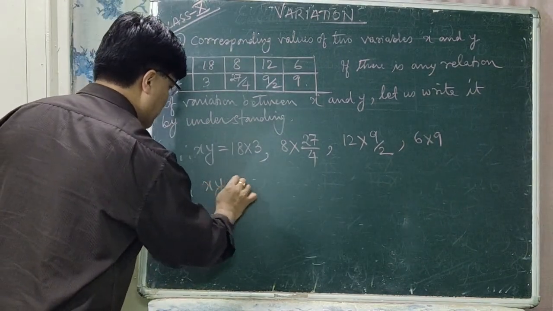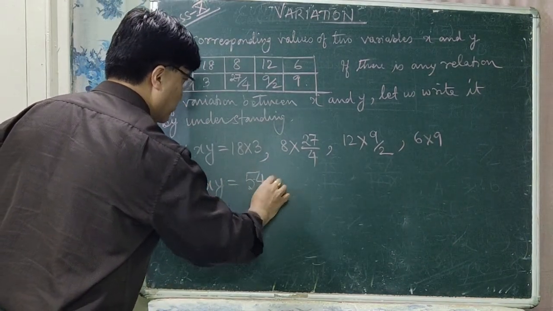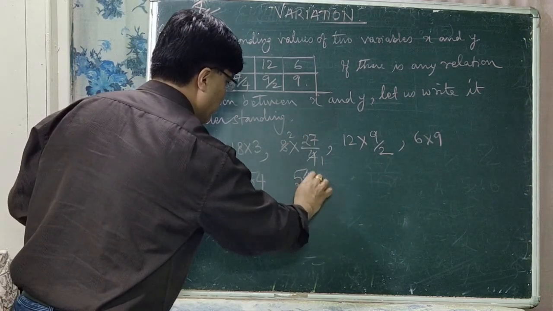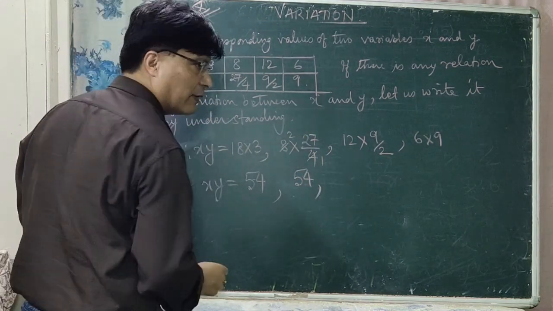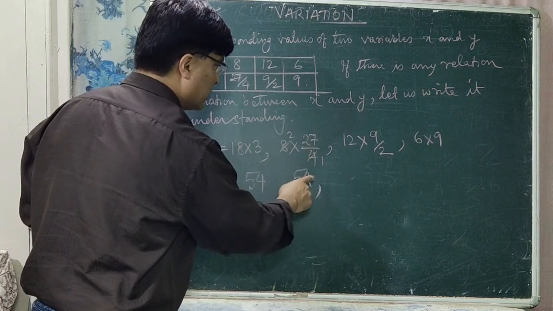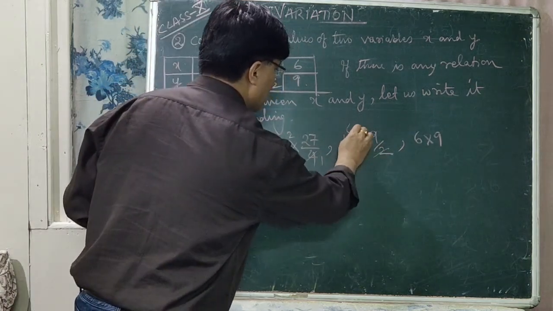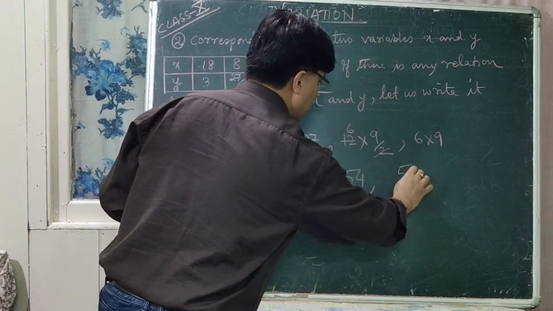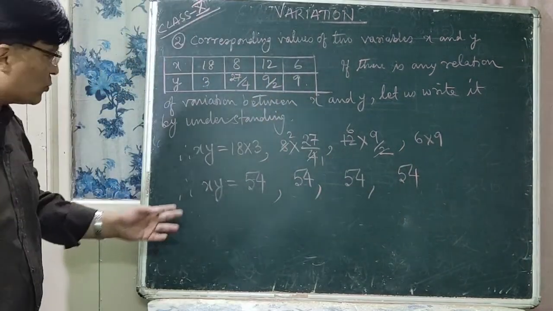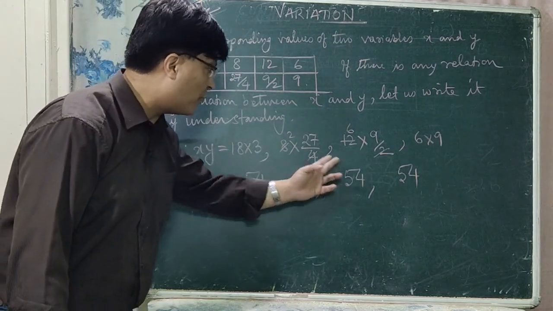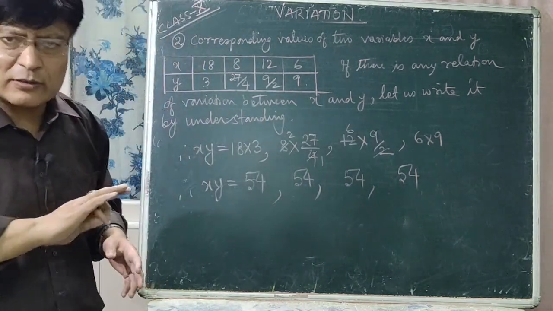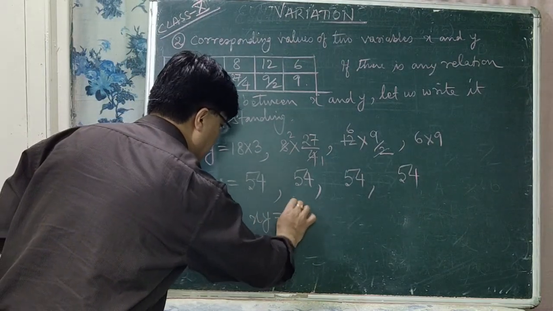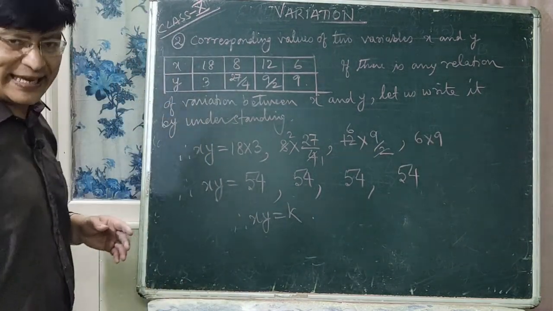So therefore xy is 18 3s are 54, 4 1s are 4, 4 2s are 8. This is also 54, right? 2 into 27 is 54. This is also 2 6 and 9 6s are 54. This is also 6 9s are 54. That means xy is equal to 54, 54, 54, 54 here. All are constant here. So you can write here xy is equal to some constant k.